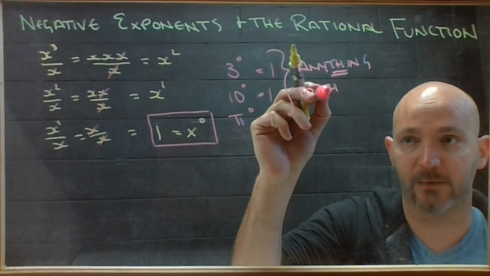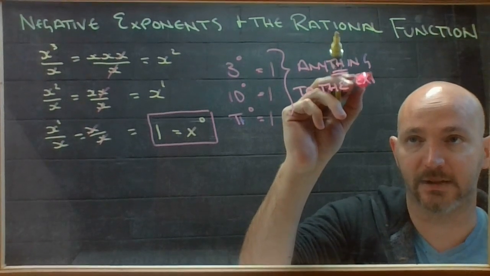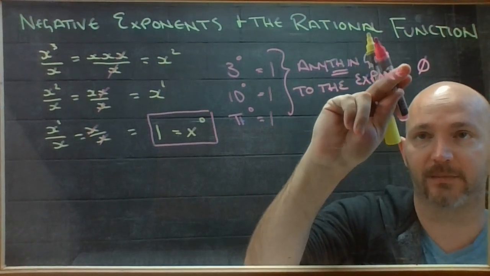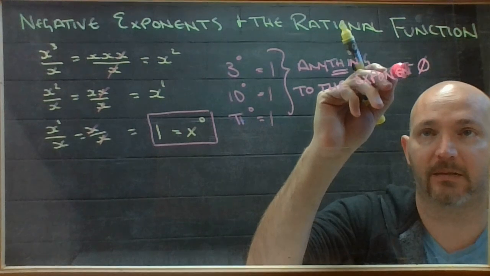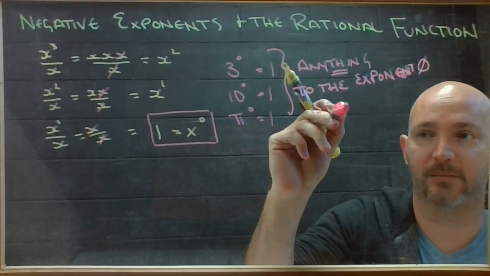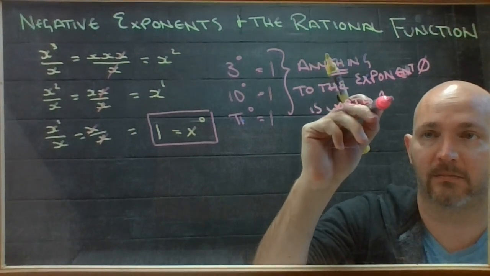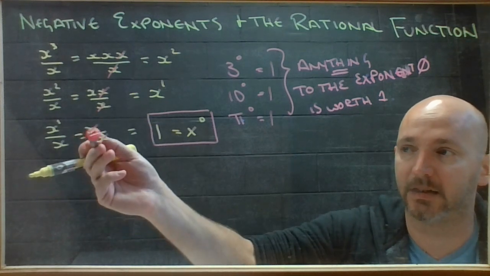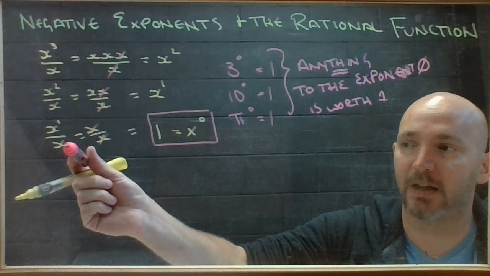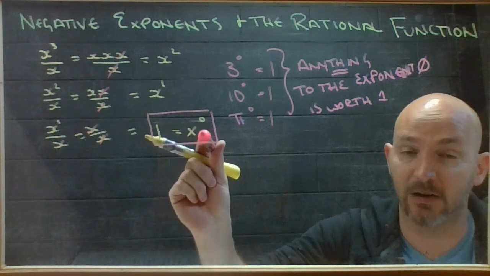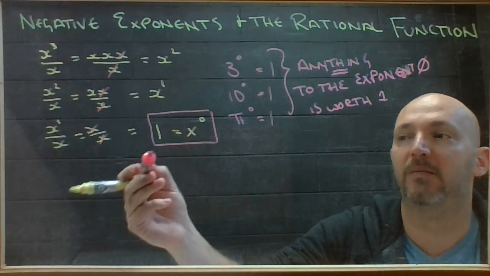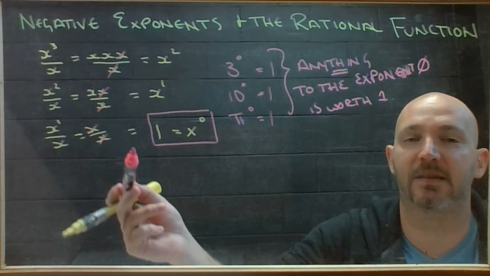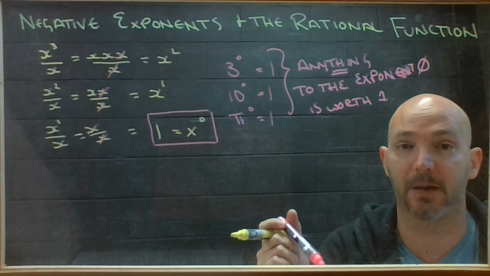Just going to write that down for you. Hope my head's not in the way. Anything to the exponent 0 is worth 1. Okay. And it's because of this idea here, right? That if you put an x over an x, those two things divide each other out, leaving 0 x's behind. But this process doesn't eliminate the fraction completely. It's just a thing divided by itself, and that's worth 1, not nothing.